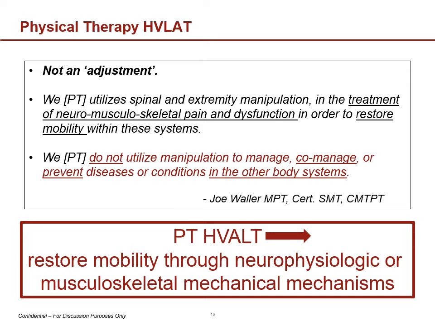Physical therapy specifically utilizes spinal and extremity manipulation in the treatment of neuromusculoskeletal pain and dysfunction in order to restore mobility within these systems. We, PT, do not utilize manipulation to manage, co-manage, or prevent diseases or conditions in other body systems. That is in direct contrast to the chiropractic subluxation concept, in which they state that an adjustment is going to be effective in improving the other systems of the body.